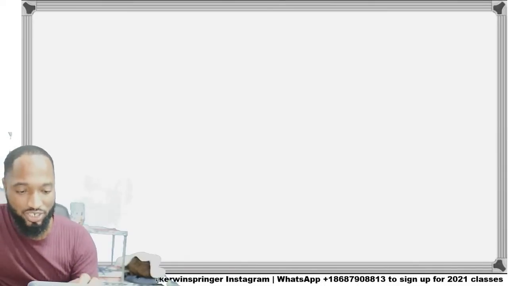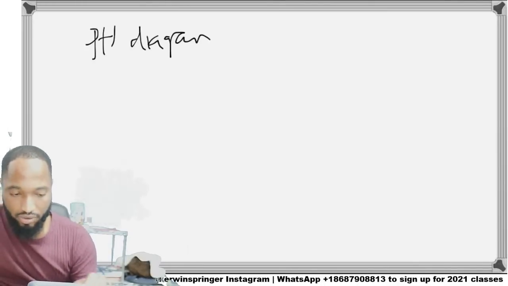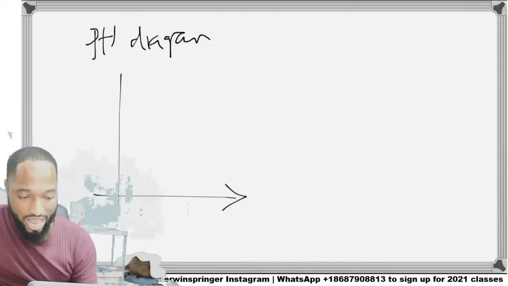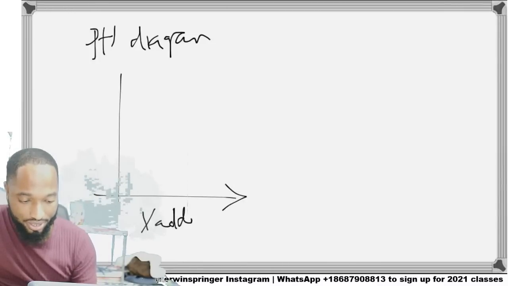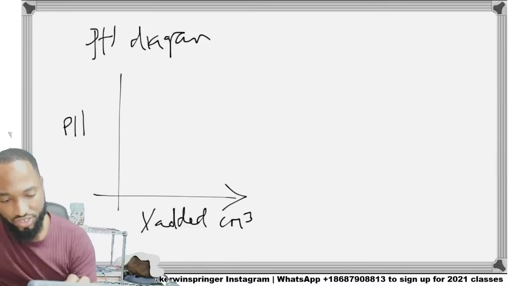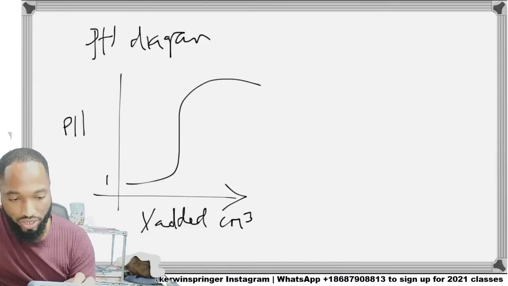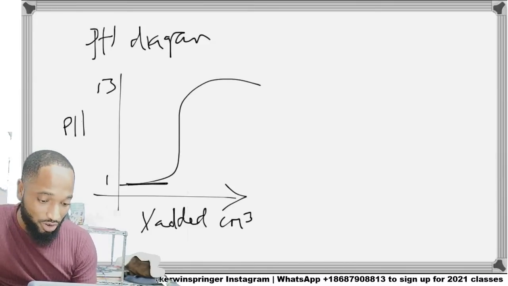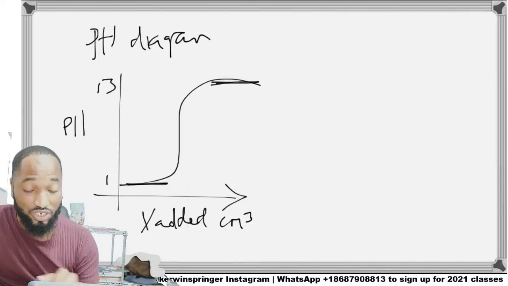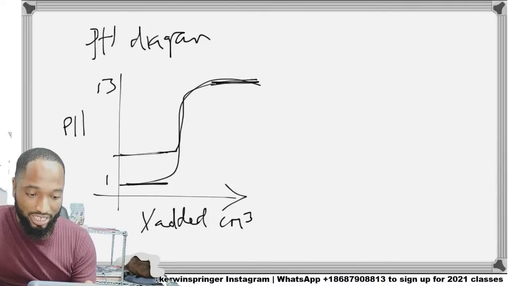You need to know your pH diagram, so the course of a reaction. For example, if you had X and you add in Y, with Y added in terms of cm cube, and you have your pH, and you see it go from low, say 1, to 13, it means that you started off with a really strong acid and you finish with a really strong alkali.